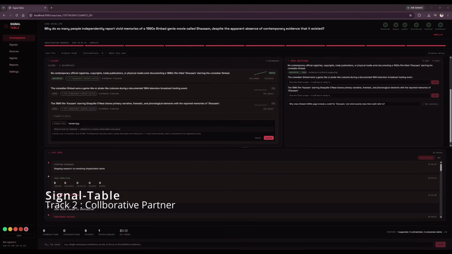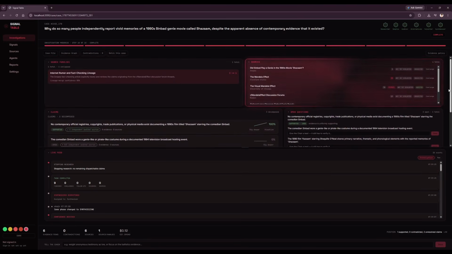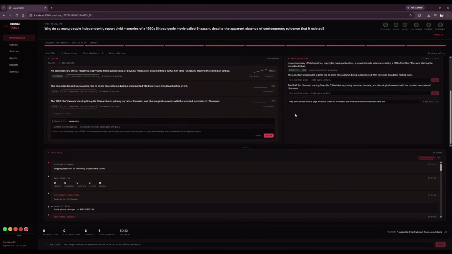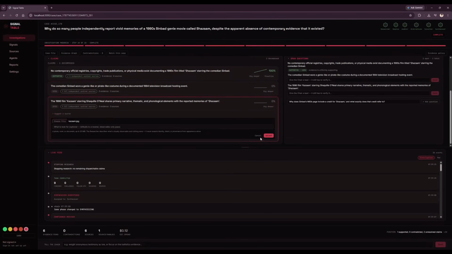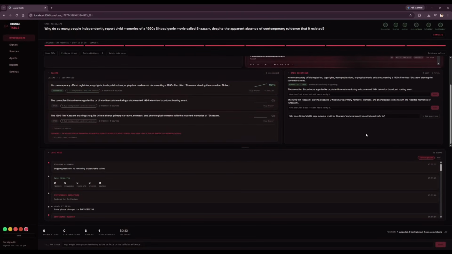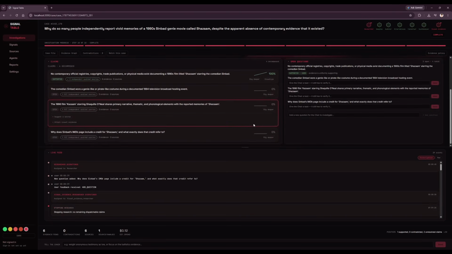This is Signal Table. The case we're looking at today is Shazam, the Sinbad genie movie that a lot of people remember from the 90s, even though the record around this movie is still heavily disputed. What I want to show here is that this doesn't have to be one question at a time. I can push the same investigation in a few different directions at once.